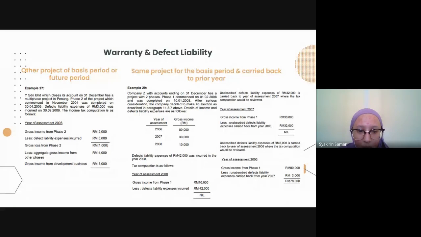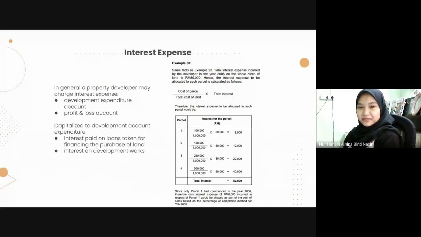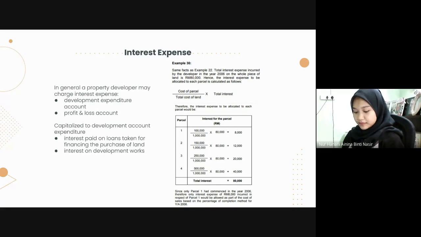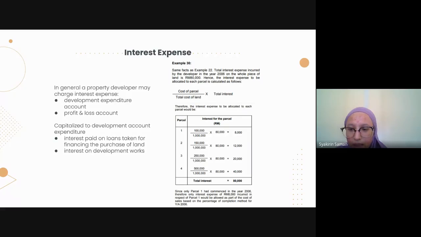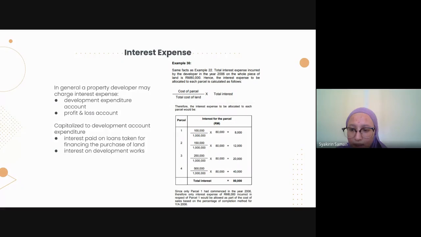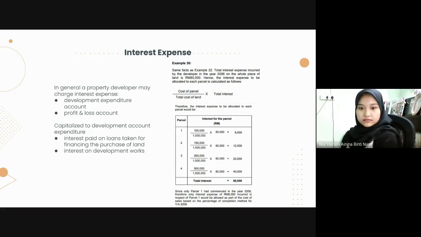Next. Okay, next is interest expenses. A property developer may charge interest expense in the development expenditure account or profit and loss account. Interest paid on loans taken for financing the purchase of land and development works are to be capitalized or debited in the development expenditure account.